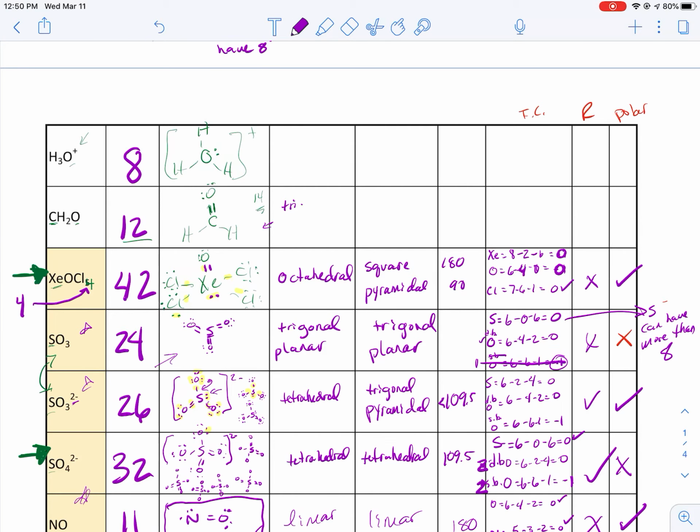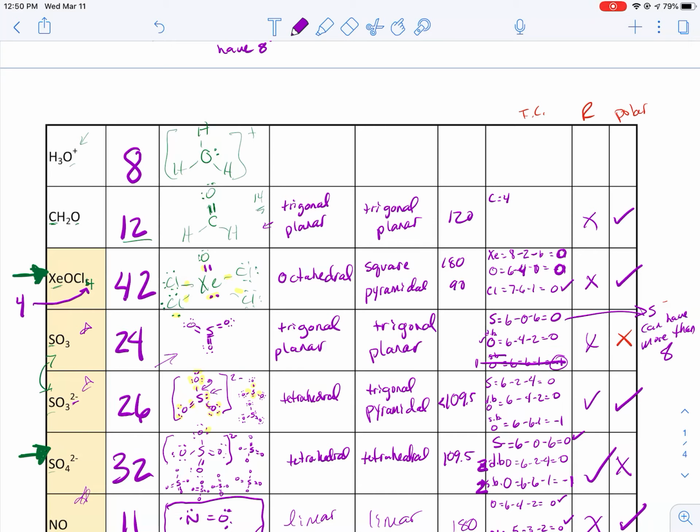And so the carbon is trigonal planar. No lone pairs, still called trigonal planar. Bond angles on that are 120. Is it polar? Yes, it has different atoms on it. Does it have resonance? No, there's no other place that double bond could go.